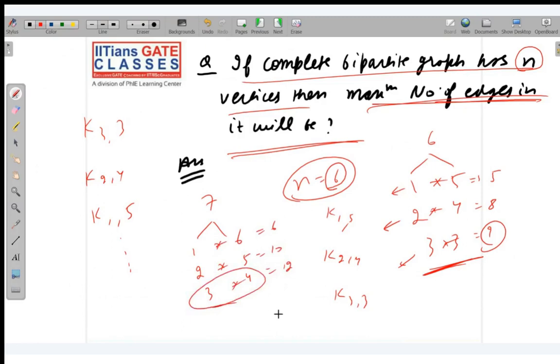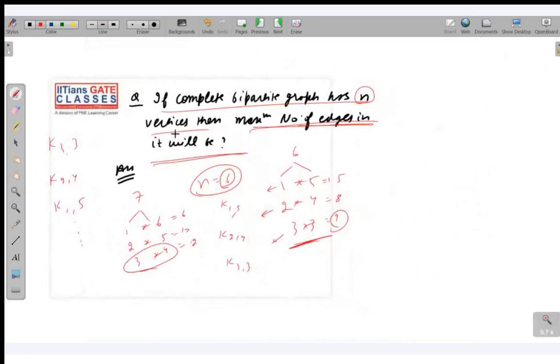So now I will generalize things. If n is even, when will you get the maximum? K n by 2 comma n by 2, divide half and half. So n vertices were there, divided into half and half. For example, 6: 3 3 gives the maximum answer. 8: 4 4 will give the maximum answer. Then 10: 5 5 will give the maximum answer, and so on.